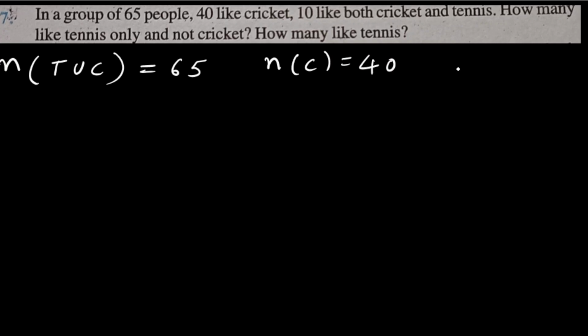So 10 like both. Both means what? Intersection. So N of T intersection C is given to us. What is that? 40. How many like tennis only and not cricket? And how many like tennis?